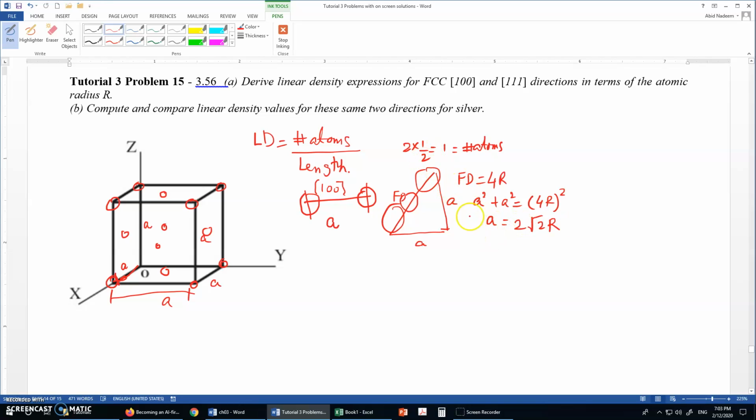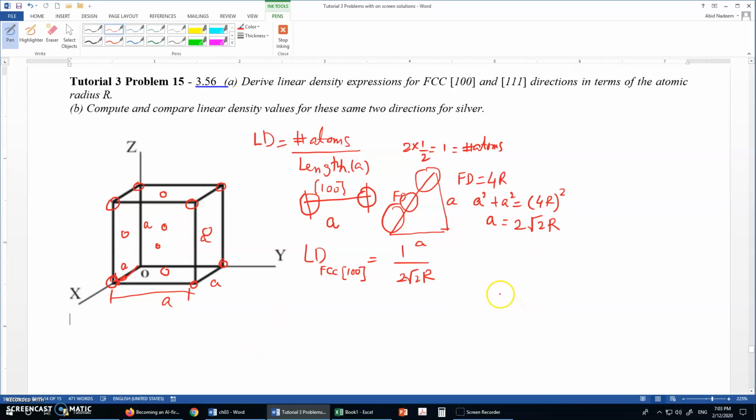Okay, so since this length is equal to A, the linear density for face-centered cubic in the 100 direction is equal to the number of atoms, 1, divided by 2 root 2 r. Okay, for the other direction, which is actually this direction.